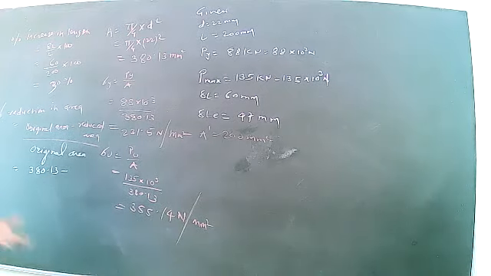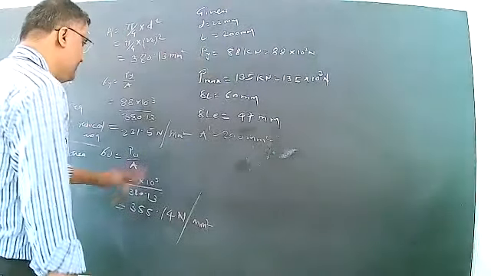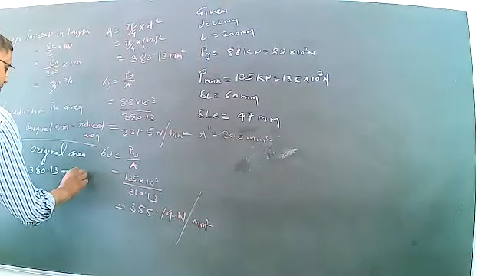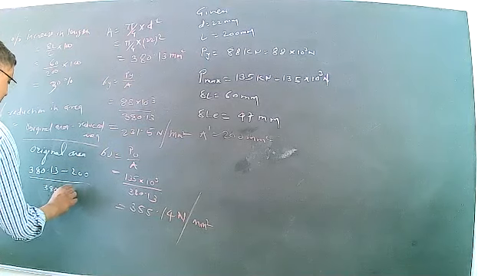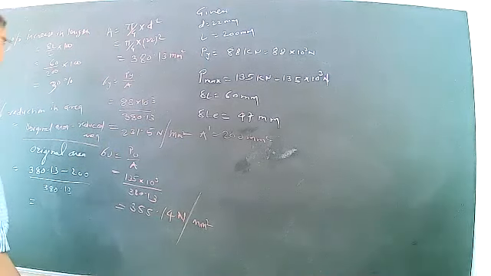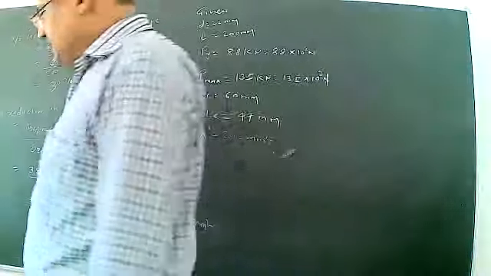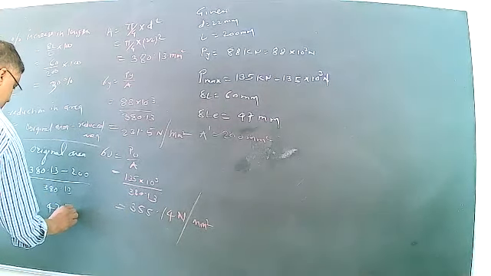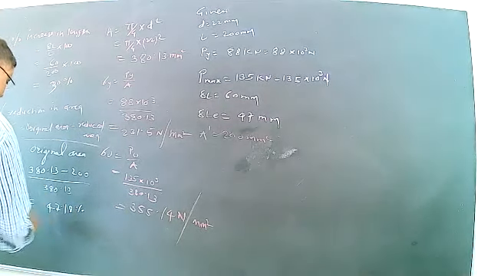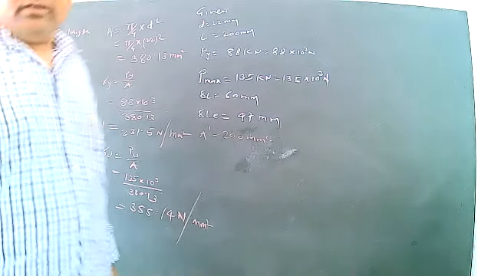380.13 minus reduced area. Reduced area is already given as A dash, 200, divided by 380.13. Then percentage reduction in area. How much percentage? 47.18. That is the percentage reduction in area.